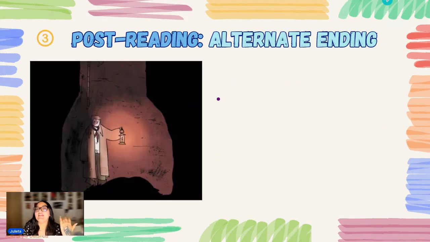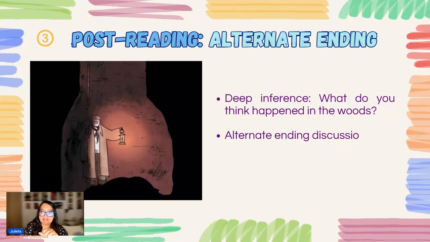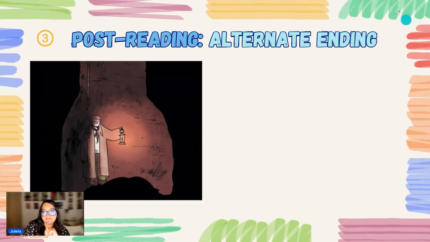And then post-reading, depending on the specifics of the group you have, the alternate ending activity can be done just as a form of discussion, or it can also be a writing prompt. And let's say that the question that guides it is, what do you think happened in the woods? Because the ending is a little open. And then, what alternate ending can you give to it?